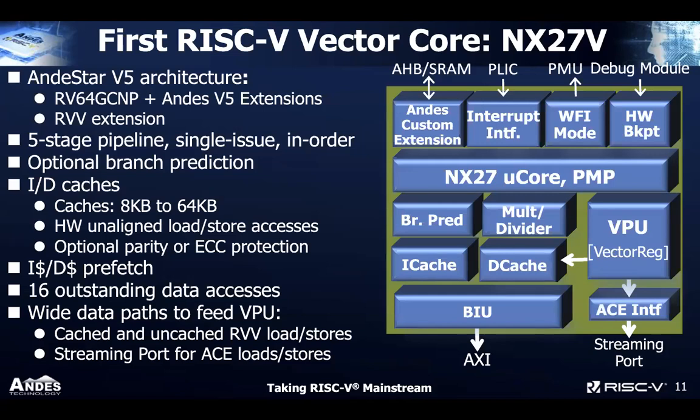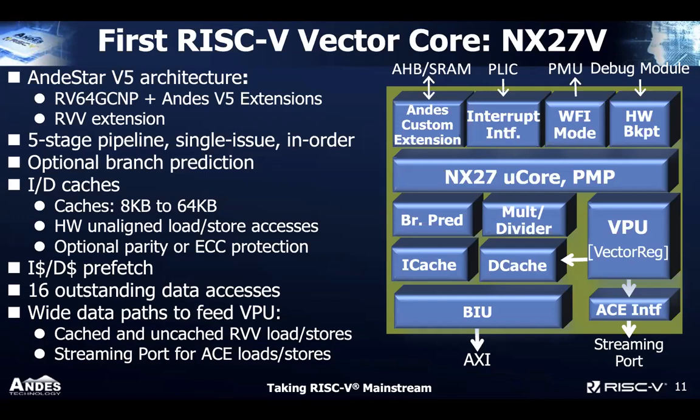Here's our first implementation, the world's first RISC-V vector processor, NX27V. It's built on our standard 25 series pipeline, which is an RV64 GCNP implementation with ANDES V5 extensions, and lastly, the star of the show, RISC-V vectors. It's built on our 5-stage, single-issue, in-order pipeline with optional branch prediction. With caches from 8 to 64 kilobytes, we can handle unaligned loads and stores, and if you need to, you can have parity or ECC.